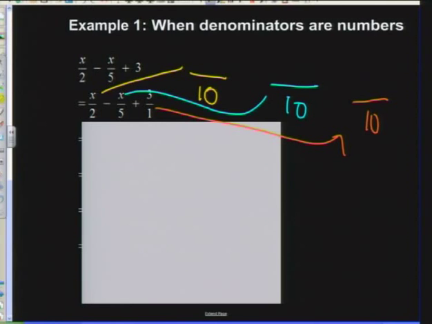Fifths, how do I get fifths to tenths? I would multiply by 2, numerator and denominator. And wholes, how do I get them to tenths? I would multiply by 10, both numerator and denominator. So that's what's going to happen in our next step.